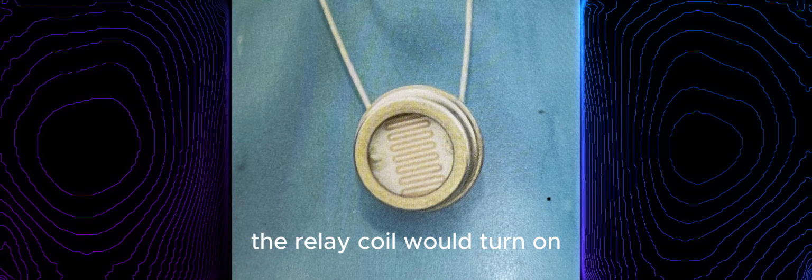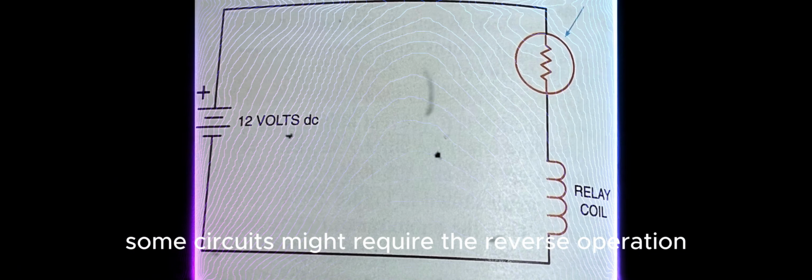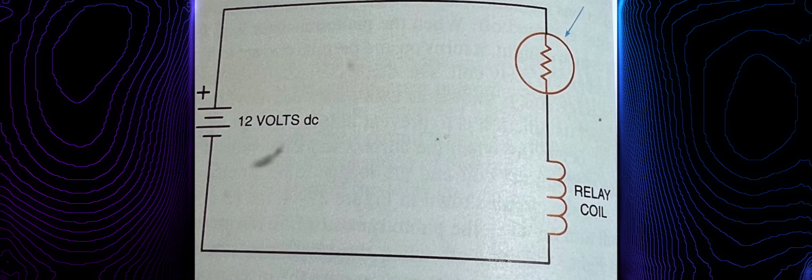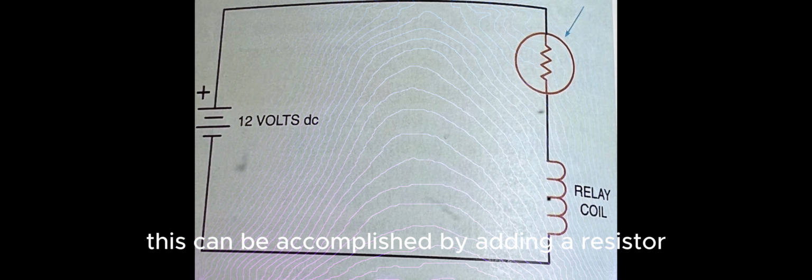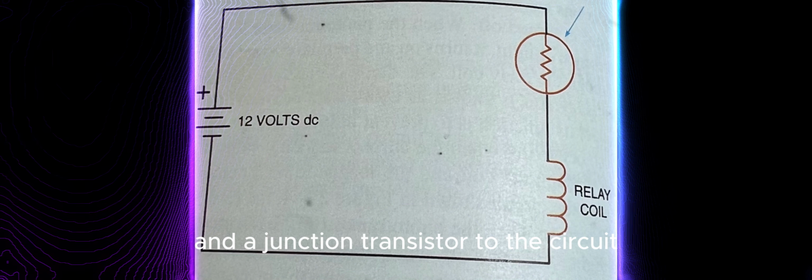The relay coil will turn on when the phototransistor is in the presence of light and turned off when the phototransistor is in the darkness. Some circuits might require the reverse operation. This can be accomplished by adding a resistor and a junction transistor to the circuit.